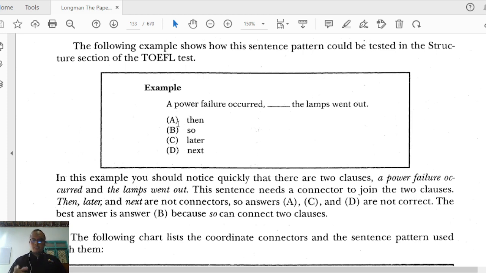This sentence needs a connector to join the two clauses. Then, ada kata then, ada kata later, and ada kata next are not connectors. So answer A, C, D itu bukan connector ya. Ada then, ada later, ada next, itu bukan connector namanya. Tapi yang paling benar adalah connector so. The best answer is B because so can connect two clauses.